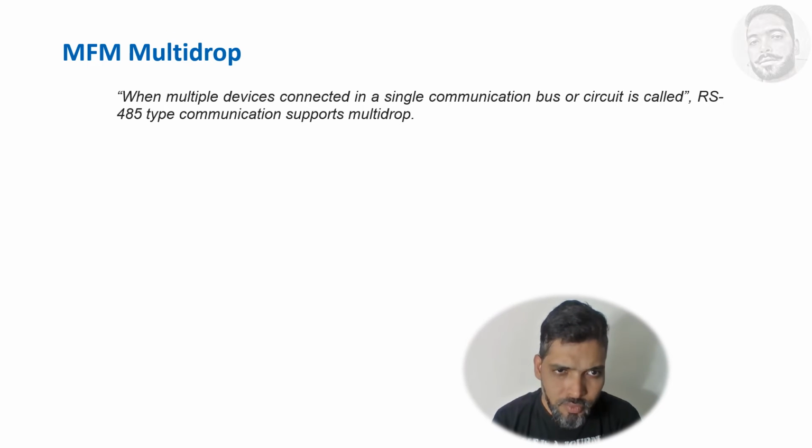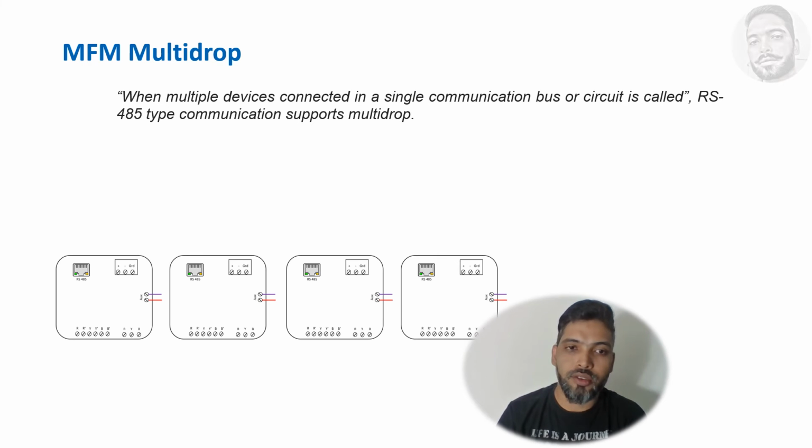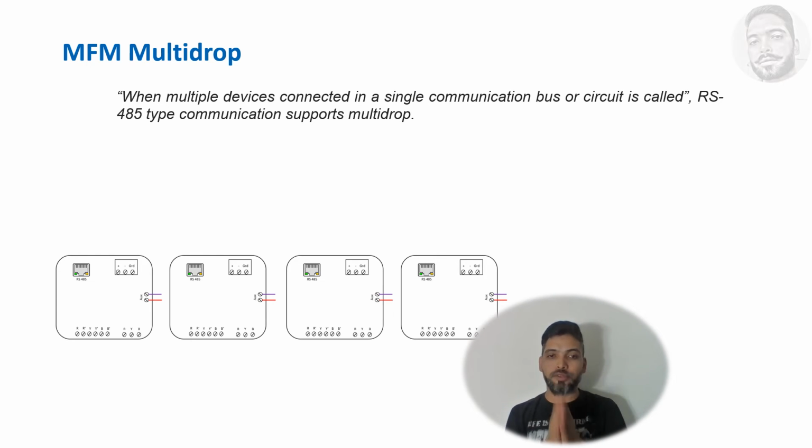RS485 type communication supports multi-drop. So what is multi-drop? I have shown you an example here. I have four multifunctioning meters: one, two, three, four. For example, I have four breakers, so four multifunctioning meters.